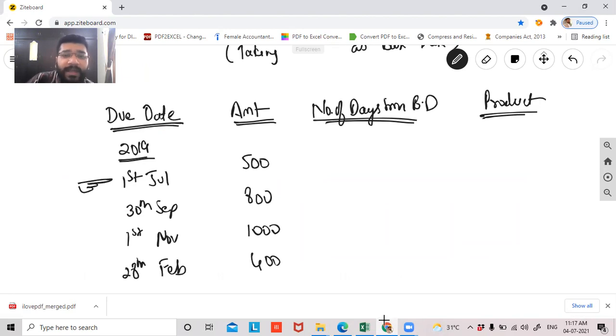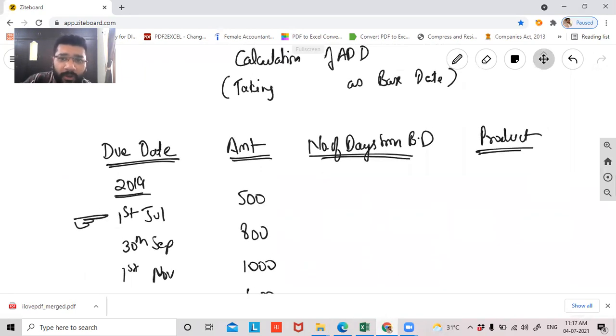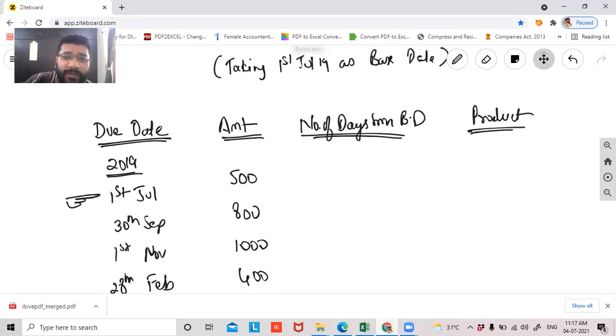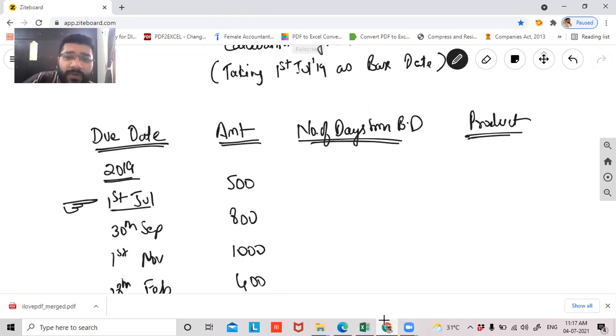1st July. So can I take 1st July as a due date, guys? So taking 1st July 2019 as the base date. From 1st July 2019 to 1st July 2019, can I say the number of days is 0? Now from base date 1st of July to 30th of September, guys, how many days? Please calculate and tell me.